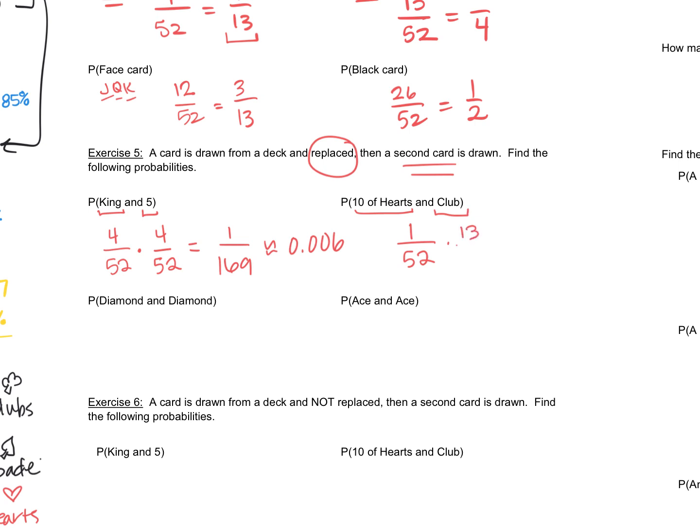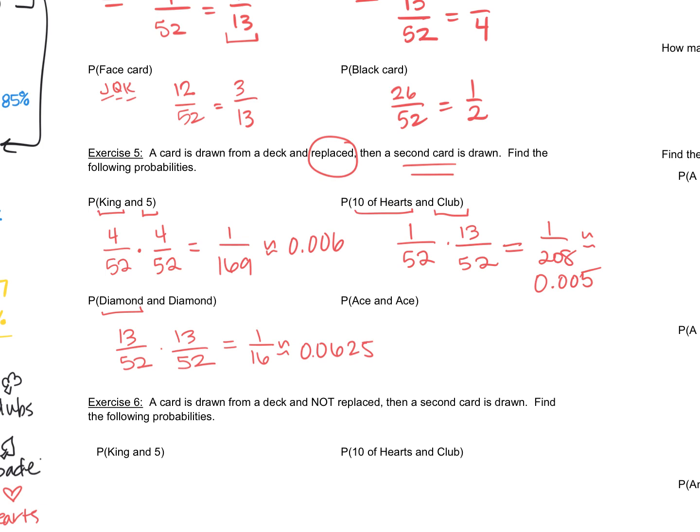Getting a club, there's 13 of that particular suit out of 52. So we're going to reduce that. That's going to be 1 out of 208, and multiply that on a calculator, which will get you about 0.005 is our probability. Now getting a diamond, again, there's 13 diamonds in our deck. The probability of getting that card is 13 out of 52. Put it back in, get another one, same probability. So we multiply those, it will become 1/16, which is about 0.0625.